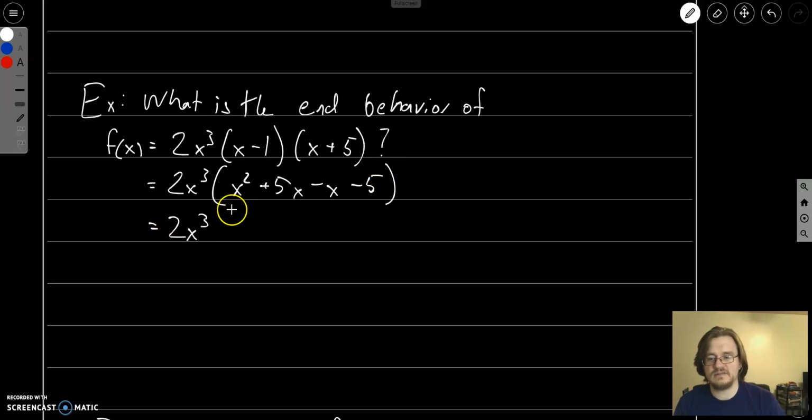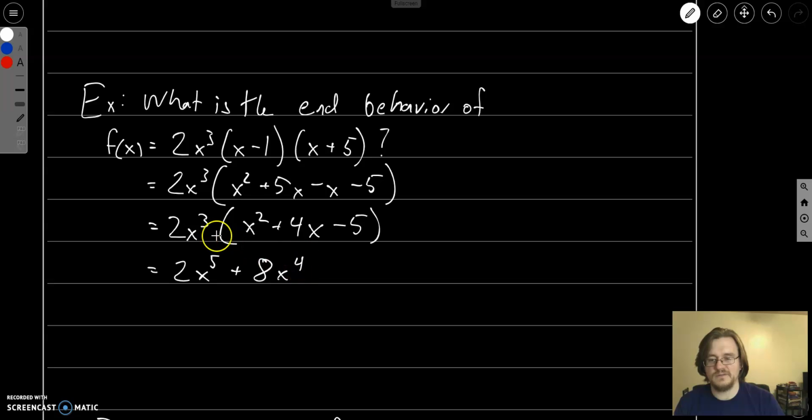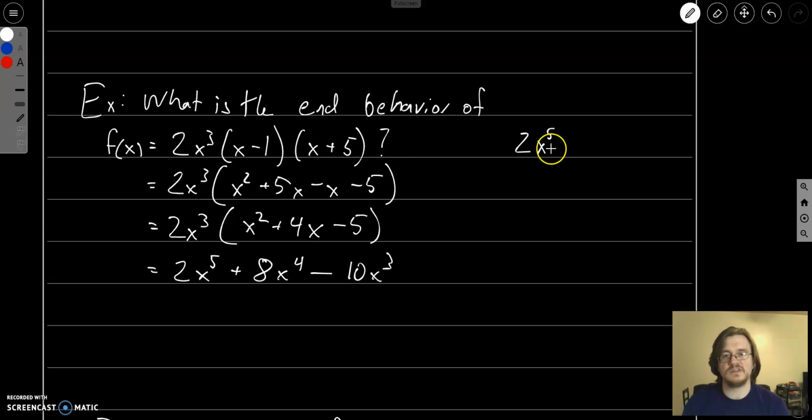If I simplify this, 5x minus x, well, that's going to be 4x. We still have that minus 5 at the end, and now I'll just distribute my 2x to the third. So 2x to the third times x squared, we'll have 2x to the fifth, plus this will be 8x to the fourth, minus 10x to the third. So again, our leading term, our most important term for determining what happens at the ends of the graph, is going to be 2x to the fifth.